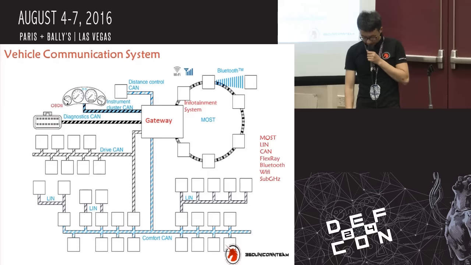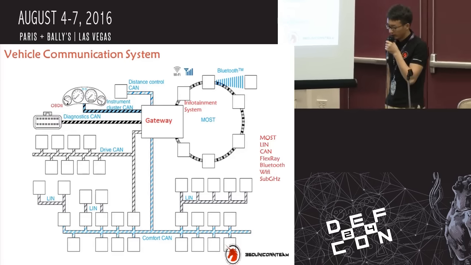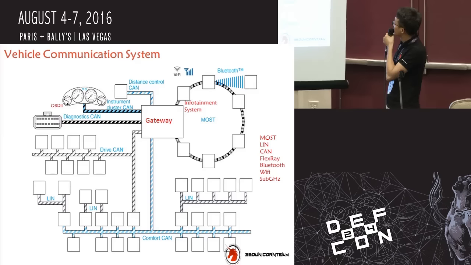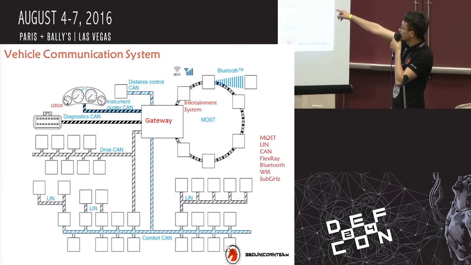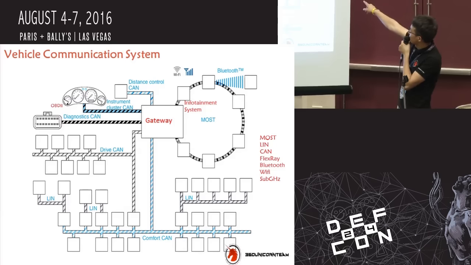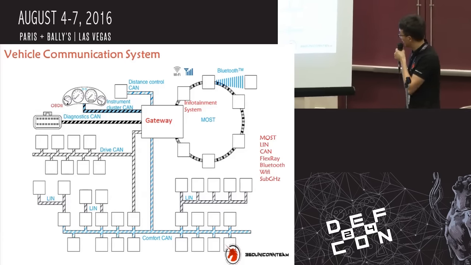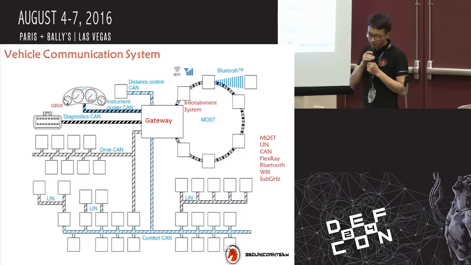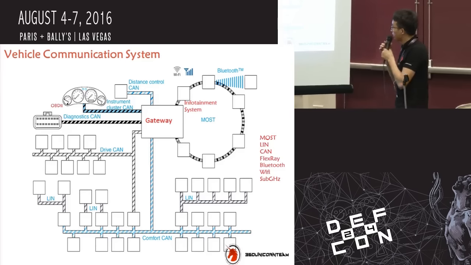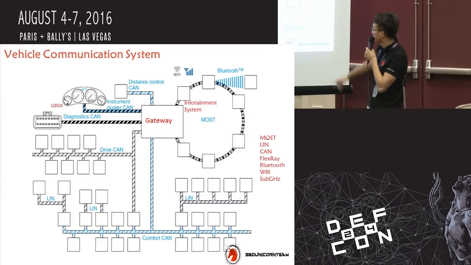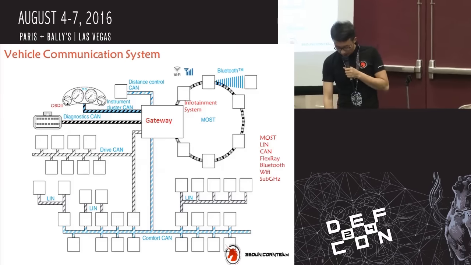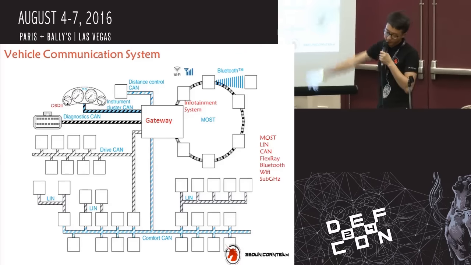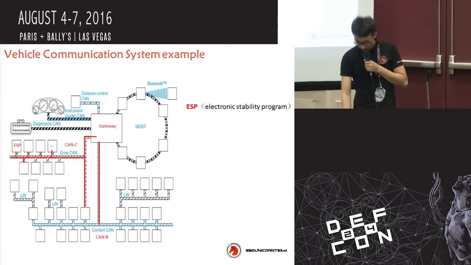So this is a typical vehicle communication system that consists of multiple protocols like LIN and others: drive CAN, multiple CANs, diagnostic CAN, and an infotainment system, which often uses a different protocol. Actually, in my work, I have to acquire the CAN traffic. So I got my CAN traffic from the engine CAN, the drive CAN.